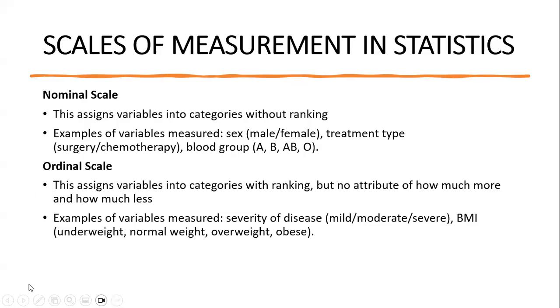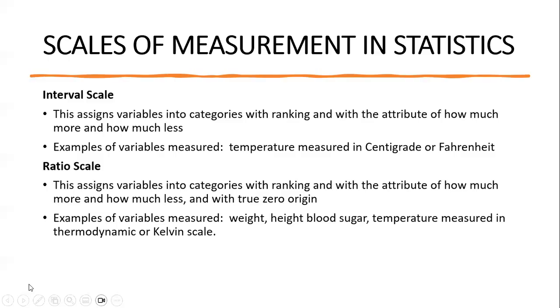Then the next two, very important, interval and ratio scale. With interval, there's ranking, there's name, there's rank, and then there is an attribute of by how much more and by how much less. So you can actually do subtractions and additions. So for example, temperature measured in degrees centigrade or degrees Fahrenheit, not Kelvin.